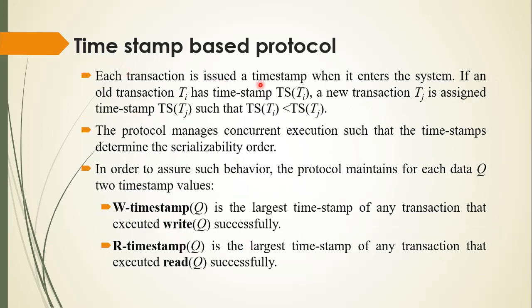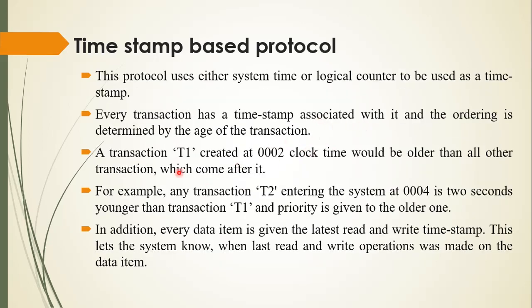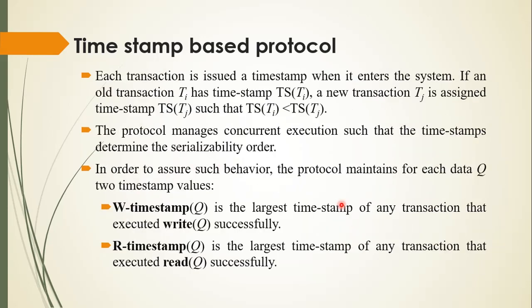Each transaction is issued a timestamp when it enters the system. So when a transaction enters the system, they first issue the timestamp. If an older transaction Ti has a timestamp TS(Ti), a new transaction Tj is assigned a timestamp TS(Tj) such that TS(Ti) is less than TS(Tj). If transaction T1 is created at 002 and transaction T2 is created at 004 at the clock time, then T1 is older than T2. So Ti is less than Tj, and first priority is given to Ti.